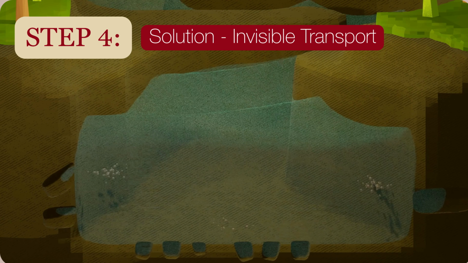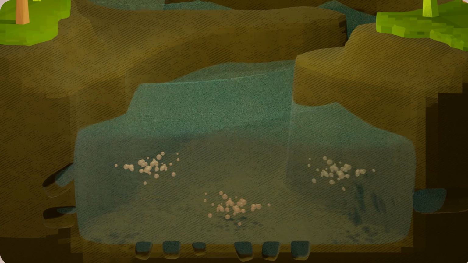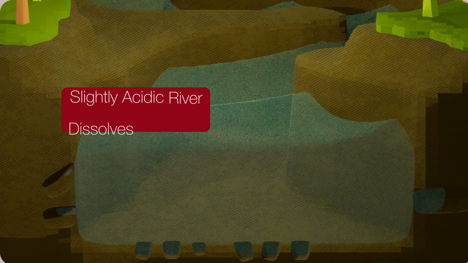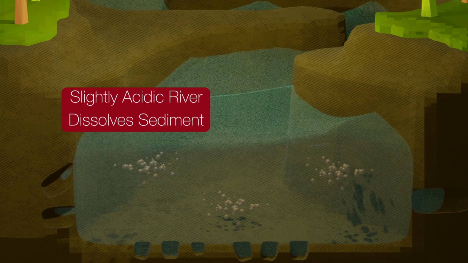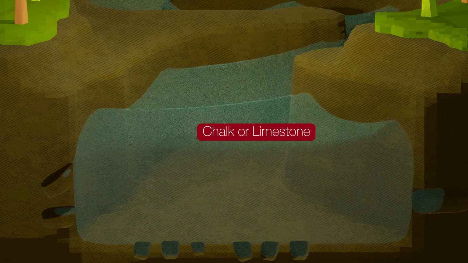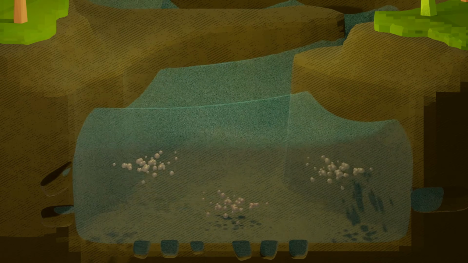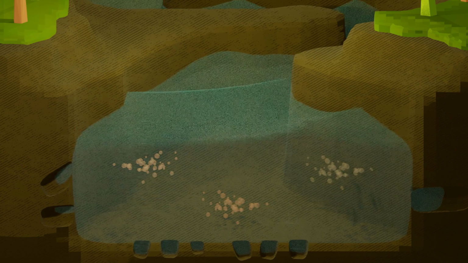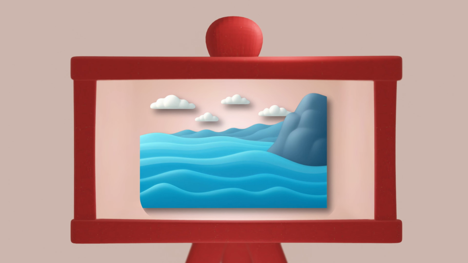The final type of transportation is solution, where minerals are dissolved in the water and carried invisibly in the flow. This happens when the river is slightly acidic, allowing it to dissolve rocks like chalk or limestone, a process linked to erosion by corrosion. Because the particles are dissolved, they travel wherever the river goes, often ending up in the sea or being deposited when the water evaporates.